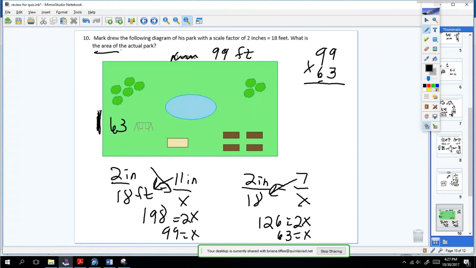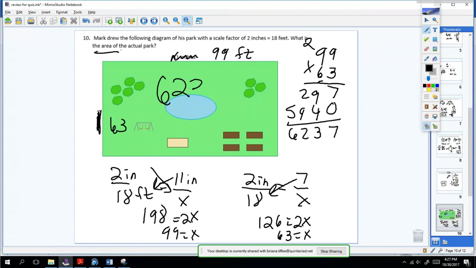Oops, that's messing up. So you get 6,237. Let's make sure that's correct. 6,237. So my area is 6,237 feet squared.